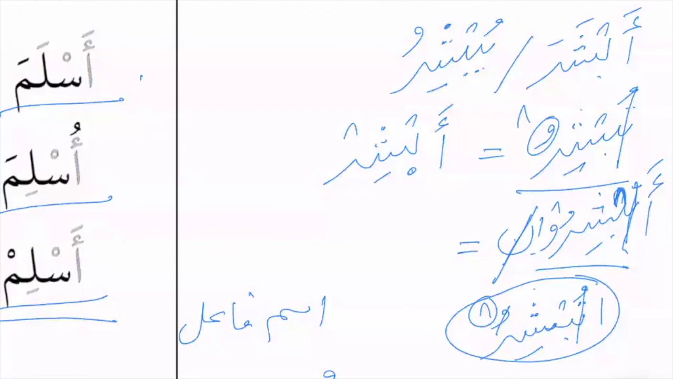If we say tubshirani, let's do our dual one now. Tubshirani. This is dual. So again, what we need to do is drop this noon, we need to drop this ta, and now I cannot pronounce because ba has sukoon. I need to bring a helper alif, and since this is family 4, I'm going to give it fatha, and then it will become abshira.